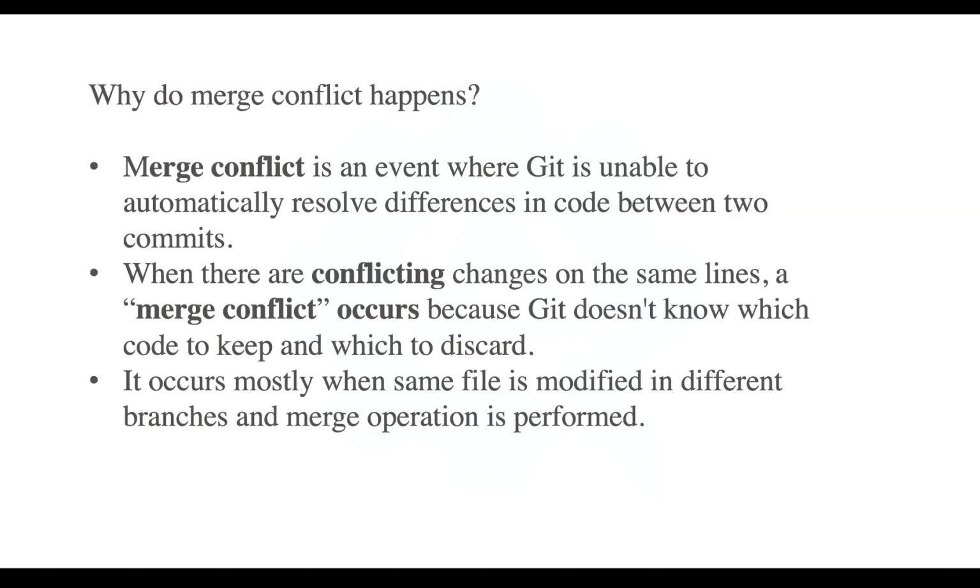Merge conflict is an event where Git is unable to automatically identify or resolve the difference in code between two commits. So when we merge two commits, sometimes Git is not able to identify which is the correct code to keep. In that case, a conflict occurs. When there are conflicting changes on the same line, a merge conflict occurs in that case also. In most of the cases, the problem occurs when the same file is modified in different branches and a merge operation is performed. So this is why a merge conflict occurs.